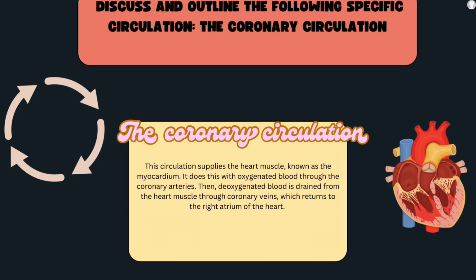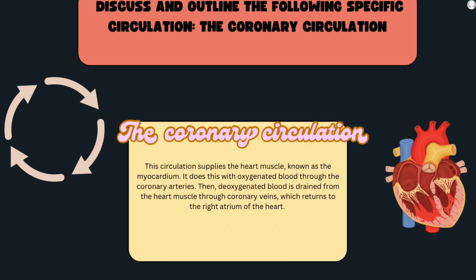So in this next slide, we will talk about the following specific circulation, which is the coronary circulation. This circulation supplies the heart muscle, known as the myocardium, with oxygenated blood through the coronary arteries. Then deoxygenated blood is drained from the heart muscle through coronary veins, which return it to the right atrium of the heart.